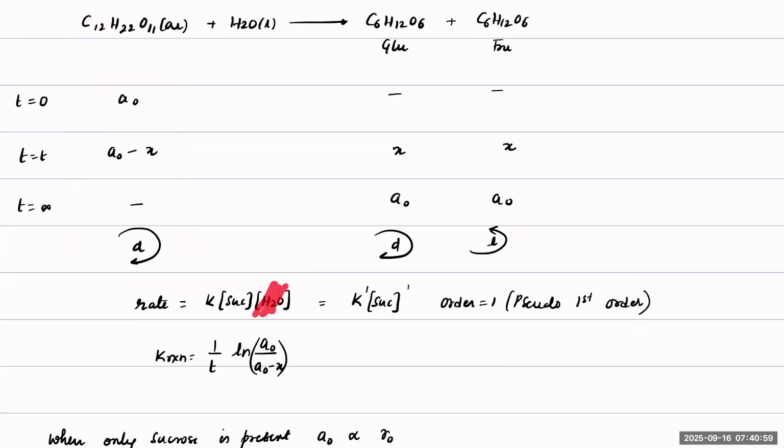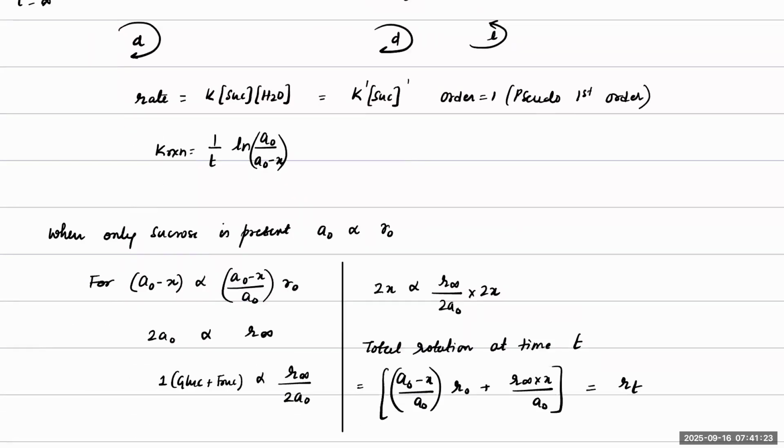Since water is normally taken in sufficient quantity, and even if there is a small quantity of water the concentration is very high, hardly any change in the concentration of water happens. So these two can be multiplied together to show as a new constant. So it is only sucrose raised to the power of 1 that is the rate. This kind is called pseudo first order kinetics. So K of the reaction is equal to 1 by t ln a naught by a naught minus x.